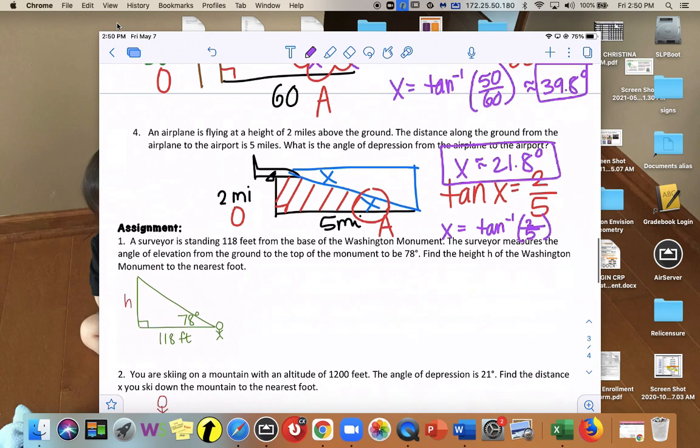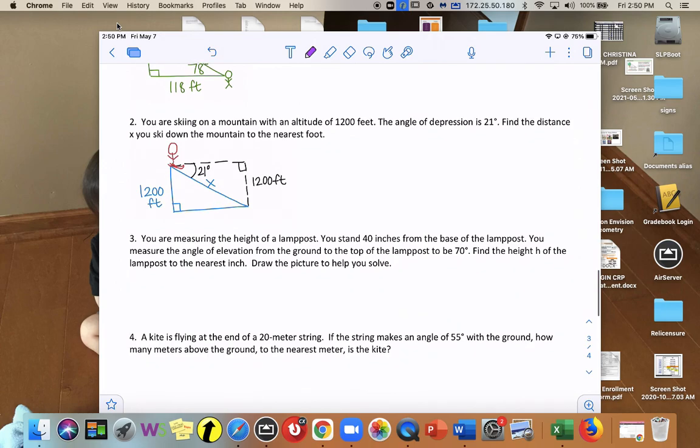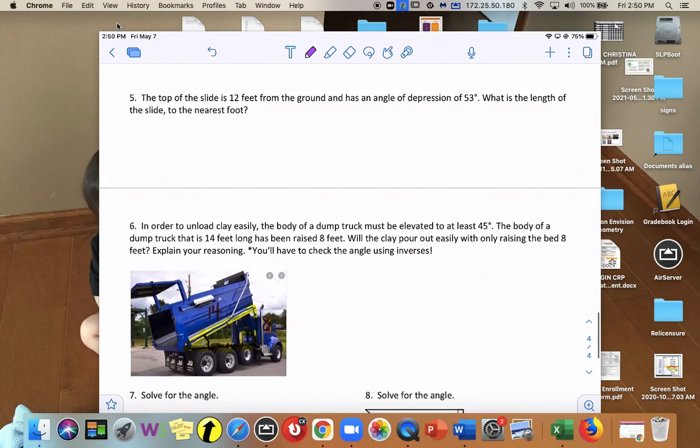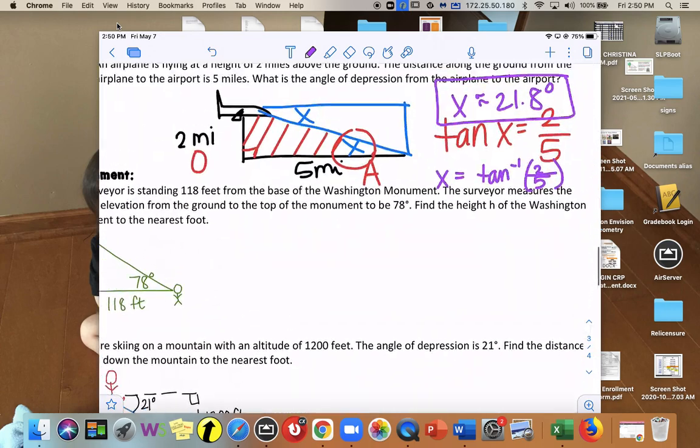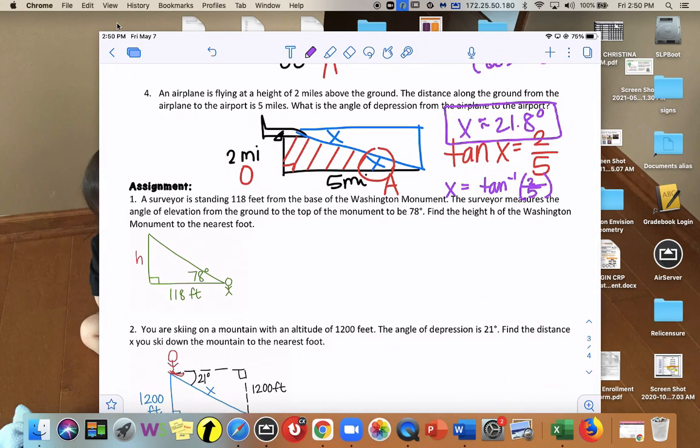All right, so your assignment will be to finish the rest of the Desmos. And if you're in class, these are the same problems as that are on the Desmos. But if you're on Zoom, you'll finish this Desmos that we started with the notes.